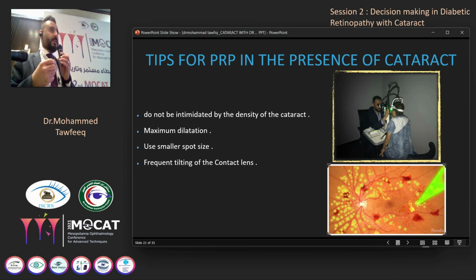عادة لما نشوف كاتاراكت نقول احنا ما راح نشوف الريتنا it's very difficult to do the PRP. No, it's opposite. Try. You can still do PRP even if you have the cataract grade 2 or grade 3. Go for maximal dilatation, use smaller spot size, and usually do frequent tilting of the contact lens.